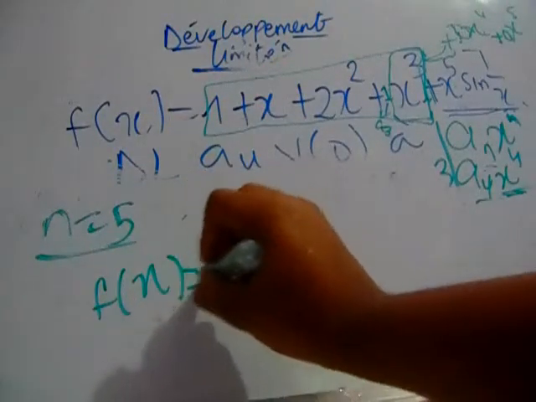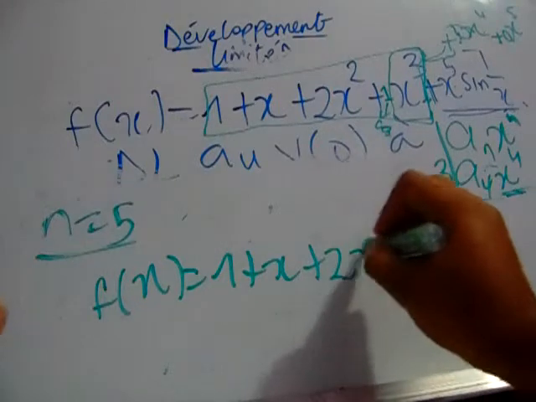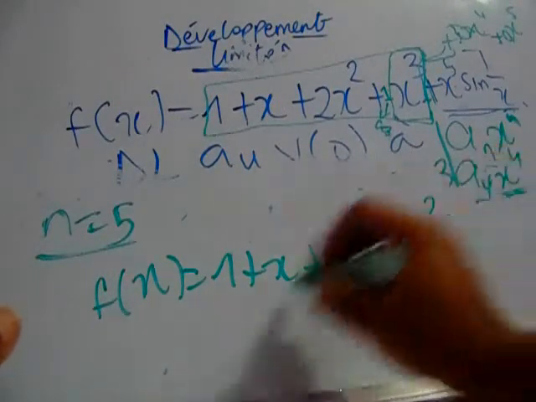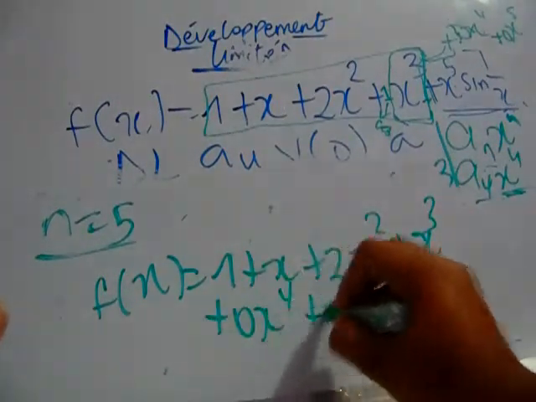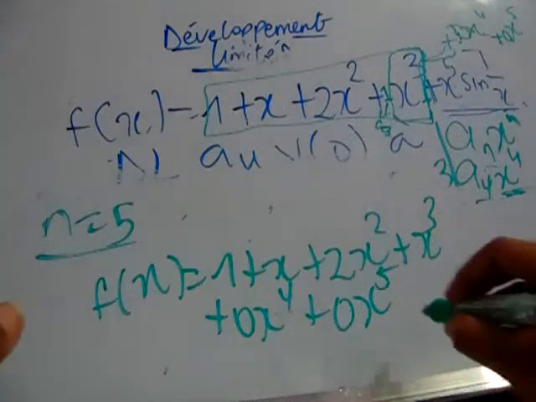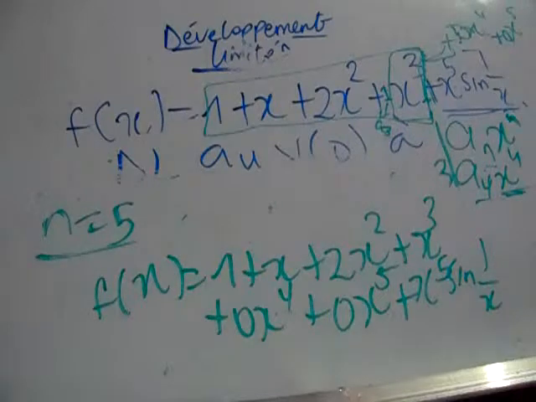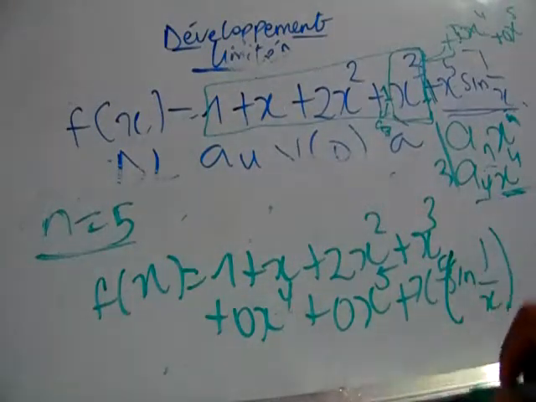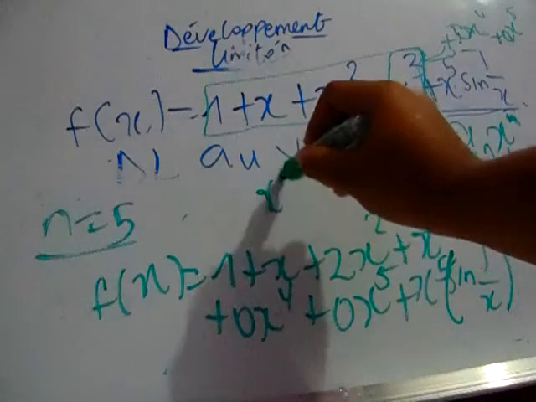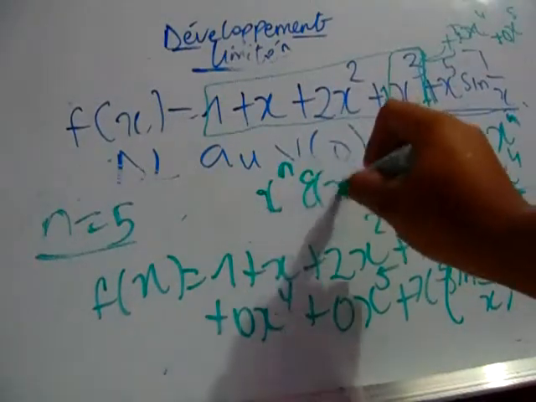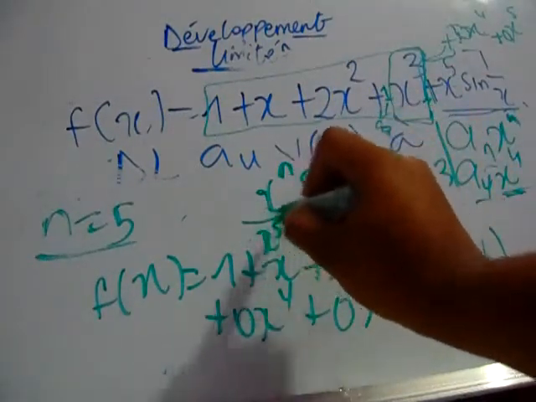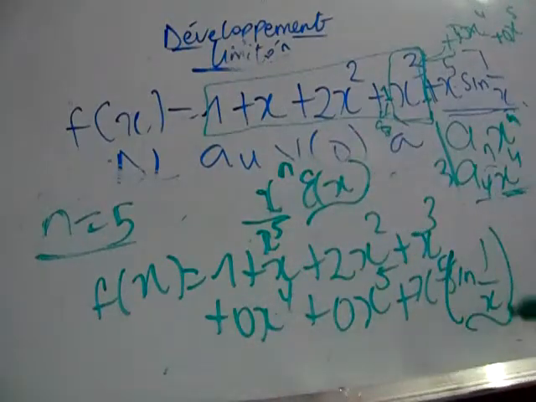f of x equal to 1 plus x plus 2x squared plus x cubed plus 0 x raised to the power of 4 plus 0 x raised to the power of 5 plus x raised to the power of 5 sinus 1 over x. Here we don't have to factor out anything because our order stops at 5. So this is our epsilon of x, because we know it has to be x raised to the power of n epsilon of x. Here we have x raised to the power of 5, and so epsilon of x is this.